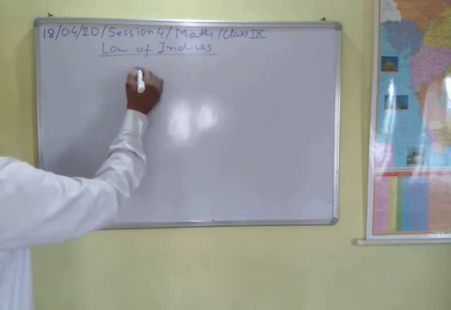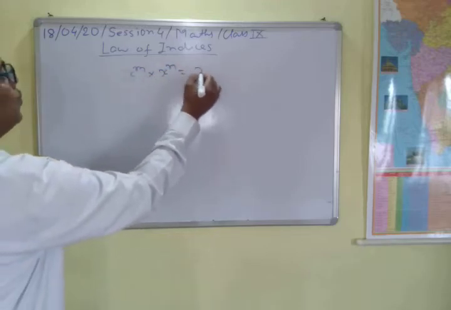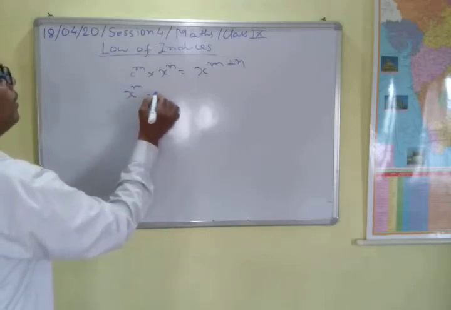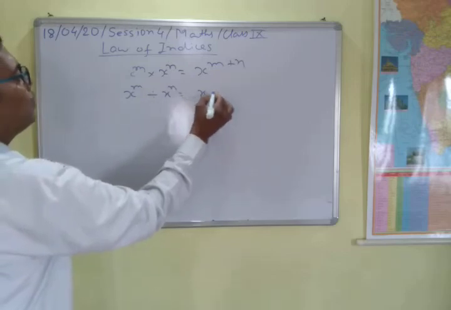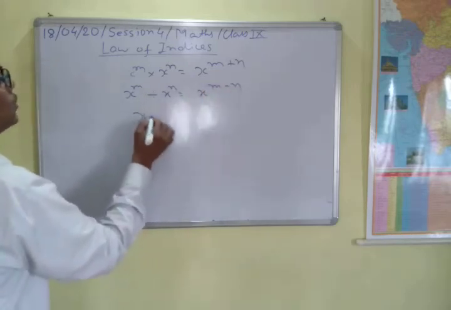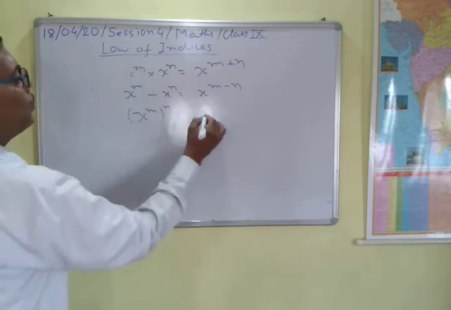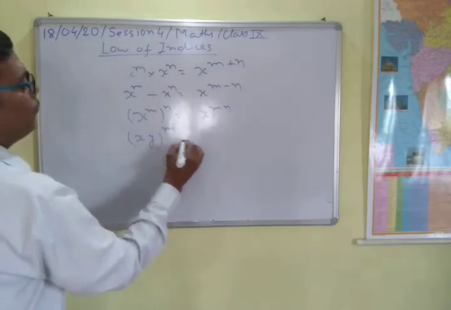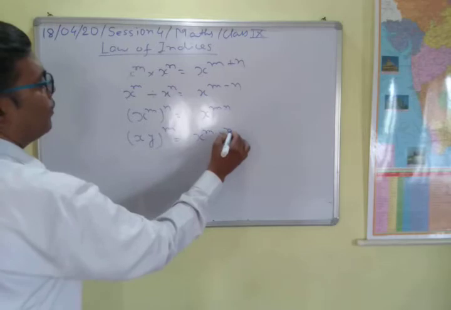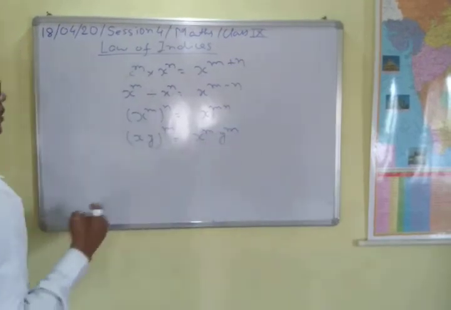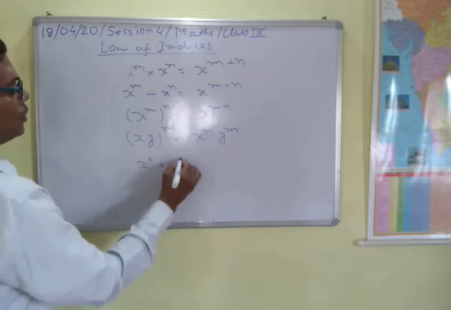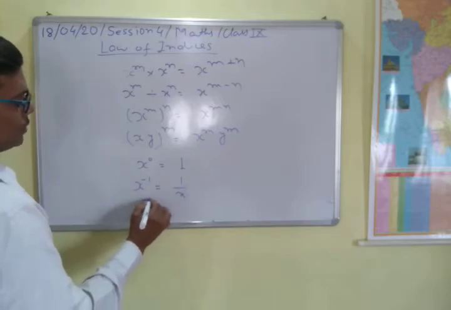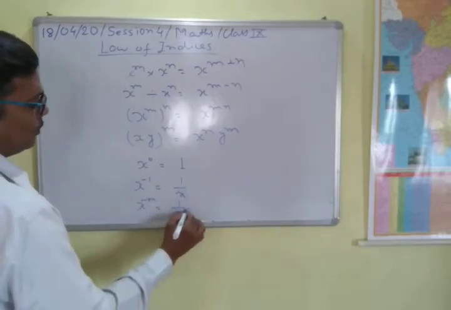x to the power m into x to the power n equals x to the power m plus n, x to the power m divided by x to the power n equals x to the power m minus n, x to the power m to the power n equals x to the power mn, (xy) to the power m equals x to the power m, y to the power m, and x to the power 0 is equal to 1, x to the power minus 1 is equal to 1 by x, and x to the power minus m equals 1 by x to the power m.